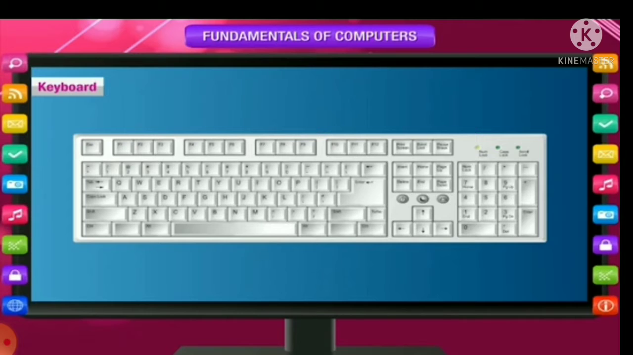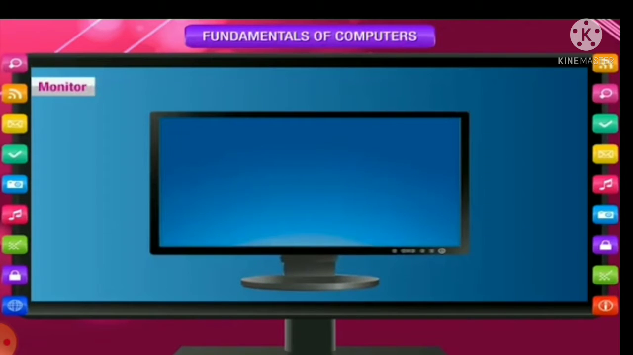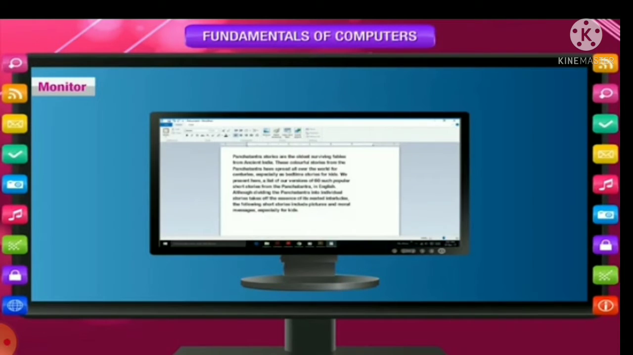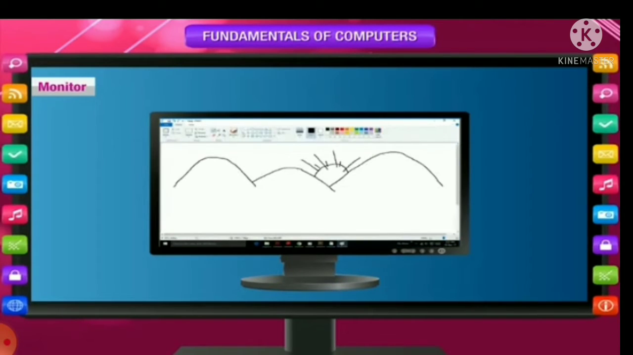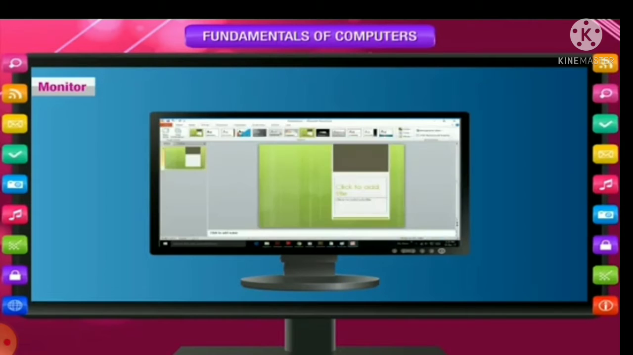Keyboard. It is the most common input device. We press the keys present on the keyboard to input data. Monitor. It is the main output device. The computer communicates and displays the data on the monitor. It shows whatever we type on its screen. It displays the information after processing raw data.